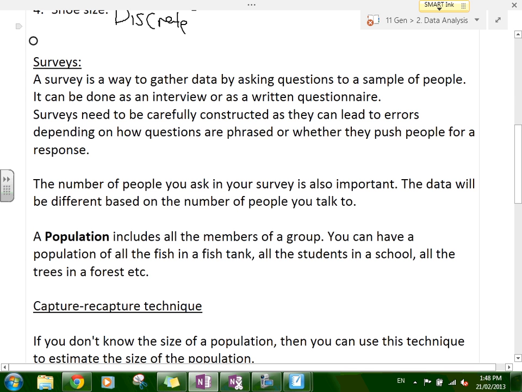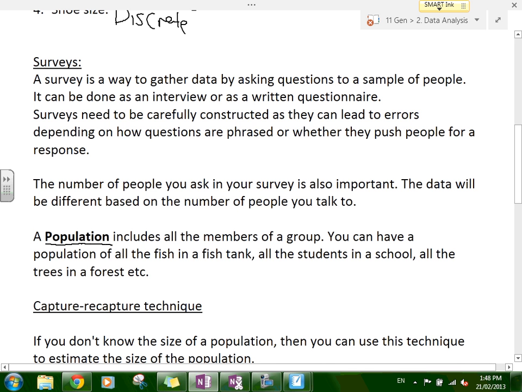So the definition: population means all the people in a particular category. So the population of Australia is everyone who lives in Australia. That's what a population is. And you can also have a population of a school. The population of a school is everyone who goes to school, everyone who's involved in school.